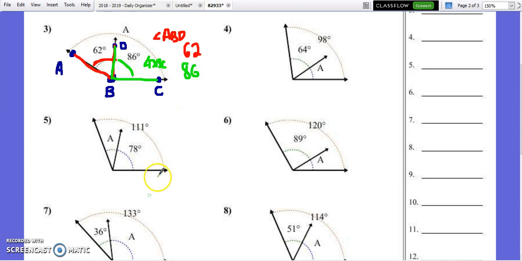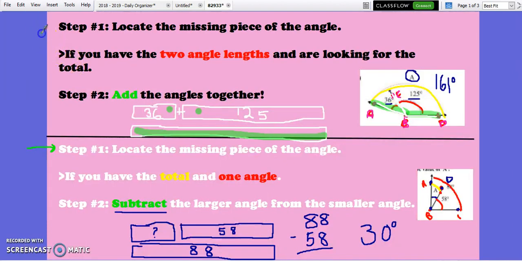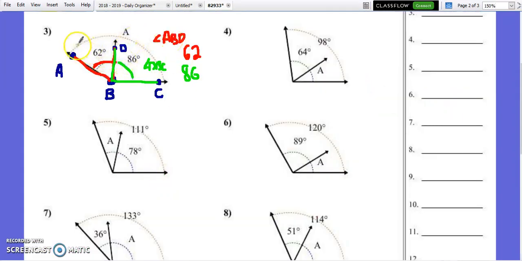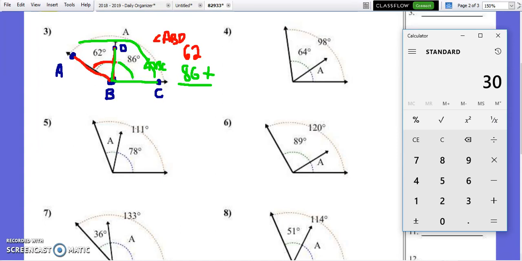Now let's go back to the original directions or steps to see exactly what I'm supposed to do in this case. I can see that I'm supposed to follow step 1. That's because in the example that we were working with, I was given a part, and I'm looking for the whole. And when you have two angle lengths and you're looking for the larger angle length, you need to add. Let's go back to my problem that I'm using as an example now. In a whole problem, I need to add. So in this case, I'm going to take 86 and add 62.